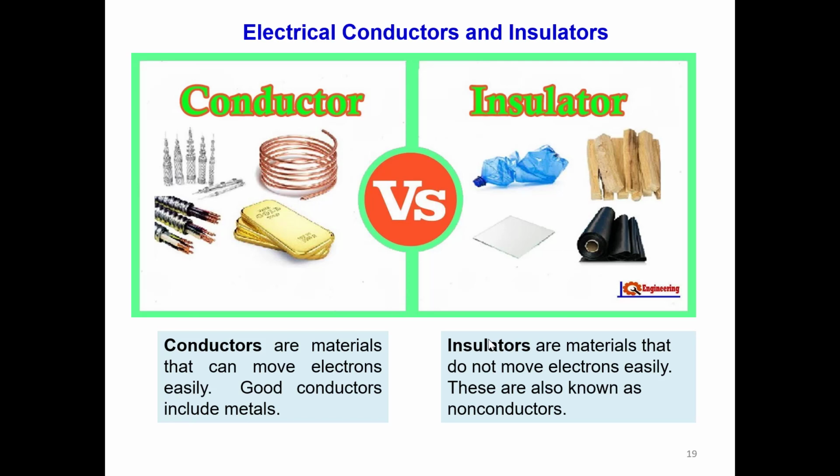The materials can be classified as electrical conductors or insulators. Conductors are materials that can move electrons easily. Good conductors include metals, for example. But insulators are materials that don't move electrons easily. Then they are known as non-conductors or insulators. Examples of insulator materials are wood, plastic, or paper.